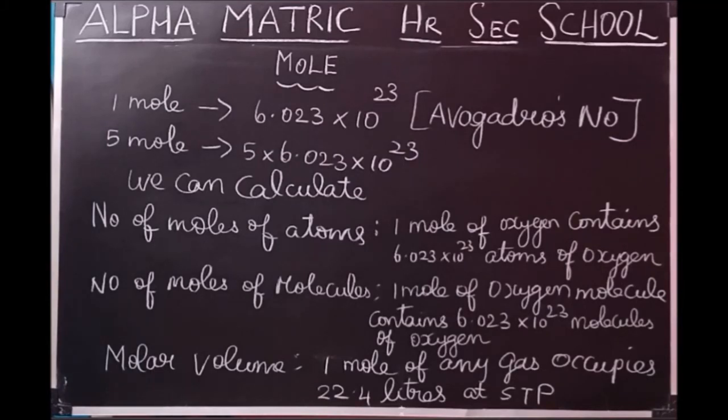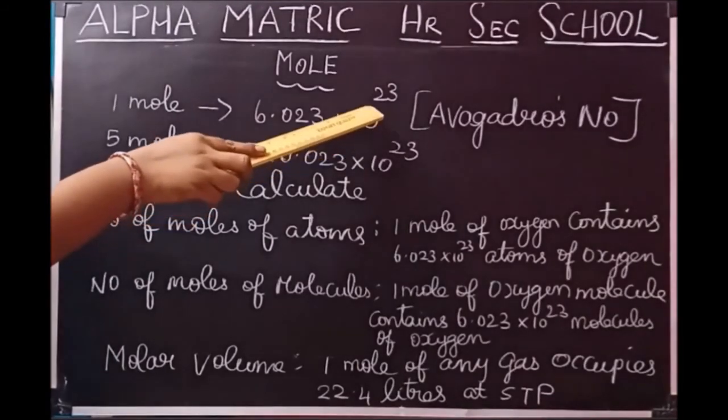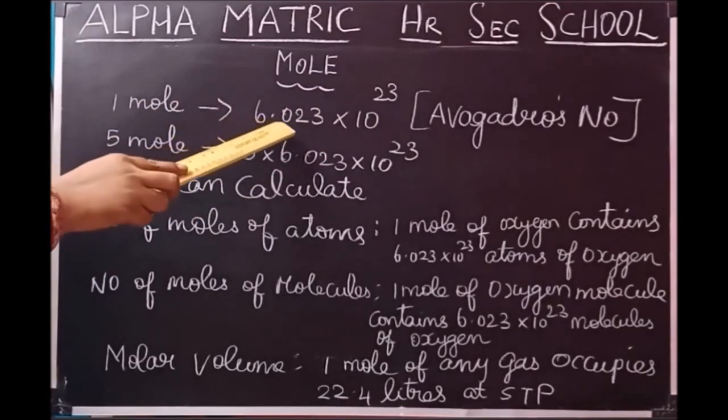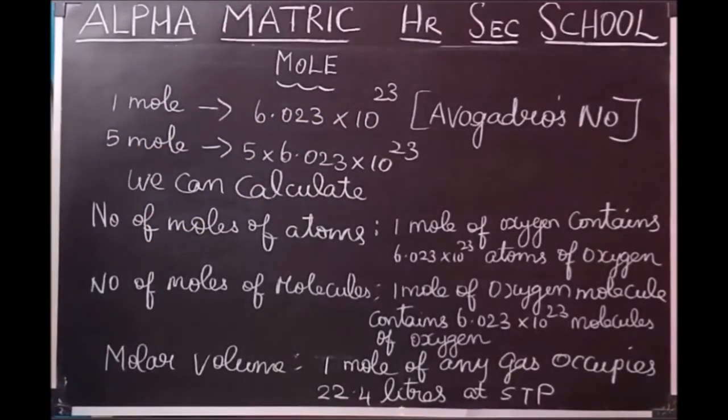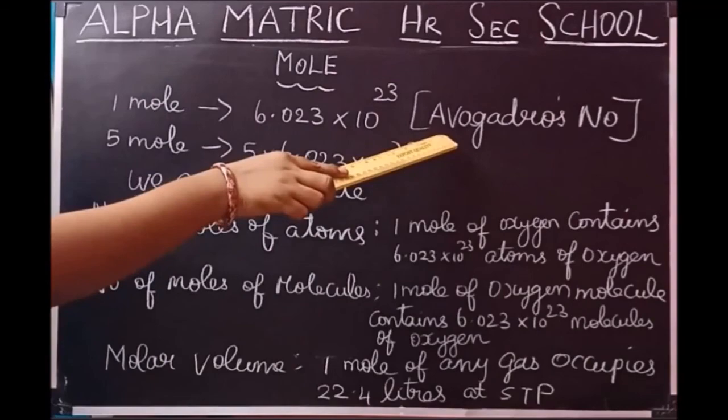1 mole is the amount of substance that contains as many elementary entities as there are atoms in exactly 12 gram of carbon-12 isotope. That value is equal to 6.023 × 10^23. The 1 mole contains 6.023 × 10^23 atoms, molecules, or particles in it. This number is called the Avogadro number.